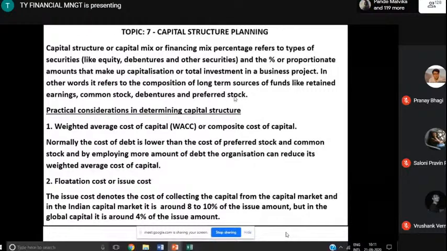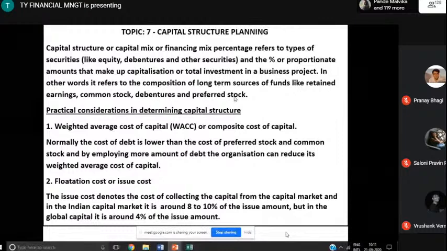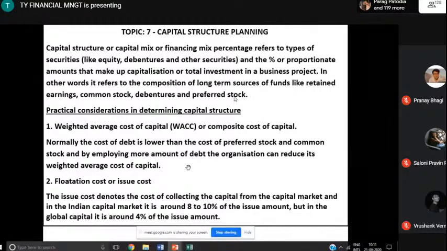Who can give me an example based on this first paragraph? Make your own example and tell me. Girls, just try. You have the brain. Try now. I'll give you the hint. Focus on the last line. How many components are given? 4. Retained earnings, 1. Common stock, 2. Debentures, 3. Preferred stock, 4.